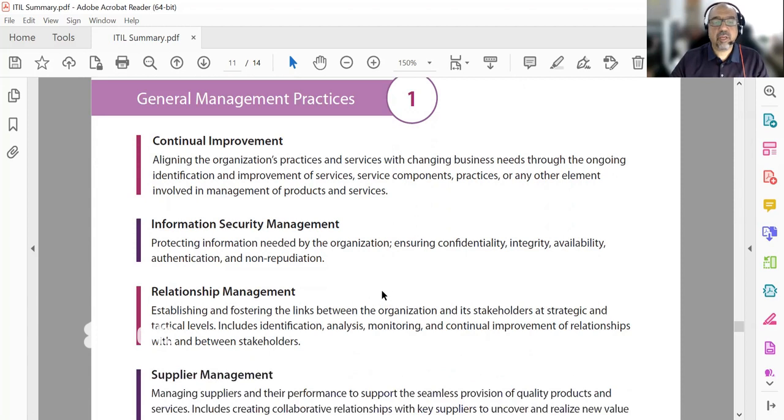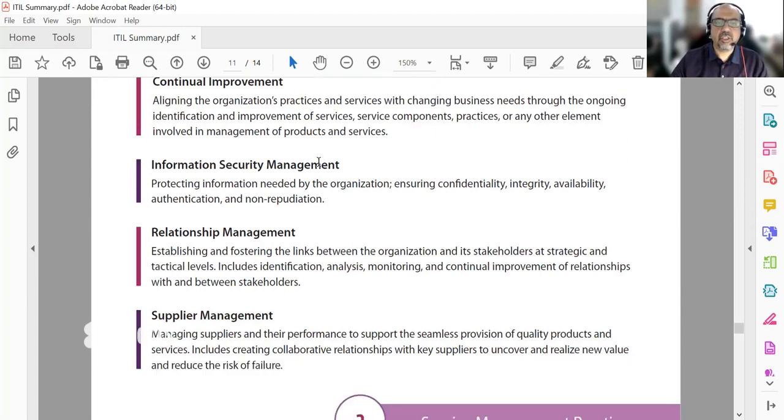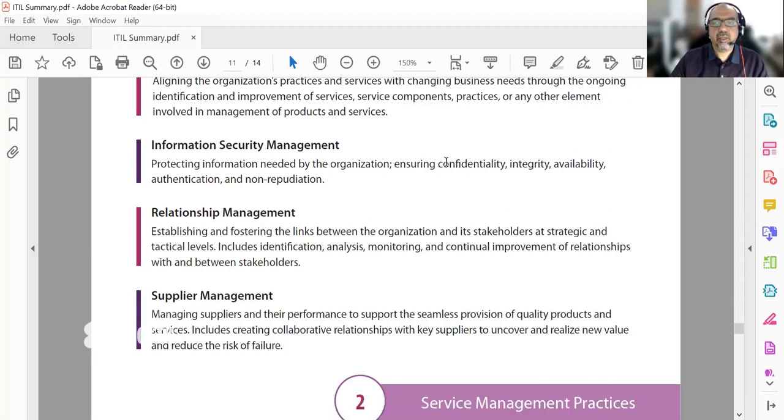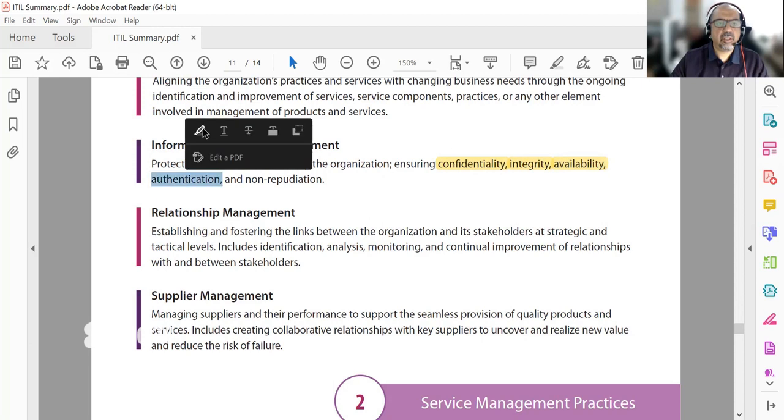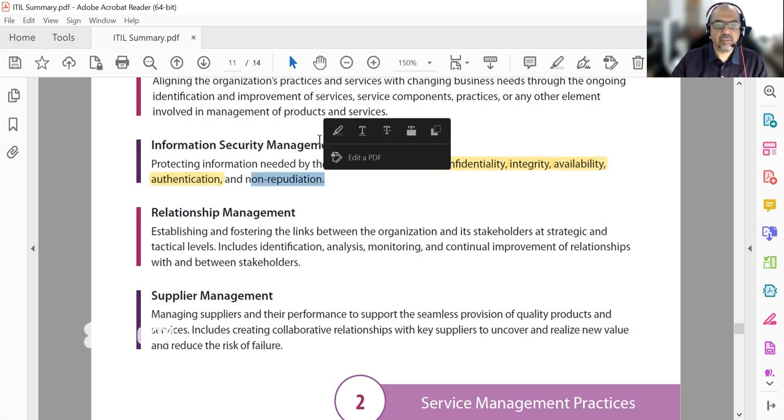We have information security management. This is one of the practices under general management practice or practices. We have 3 categories. First one is the general management practices. Under this category, we have many practices. We are discussing just a few. So continual improvement is the first one. Information security management is the second one. And here we think about CIA, which is confidentiality, integrity, and availability. Also, we think of authentication and non-repudiation.